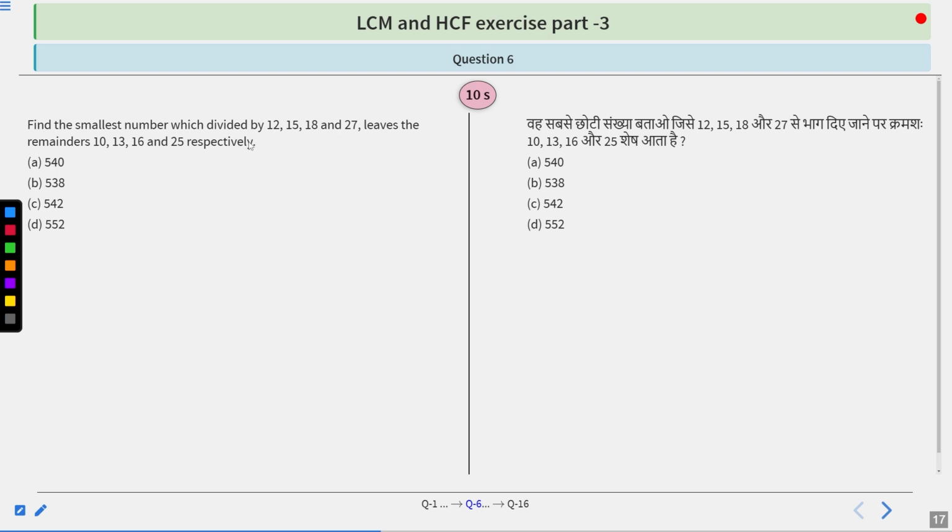Find the smallest number which divided by 12, 15, 18, and 27 leaves remainders 10, 13, 16, and 25 respectively. And the options are 540, 538, 542, and 552. These are the options.